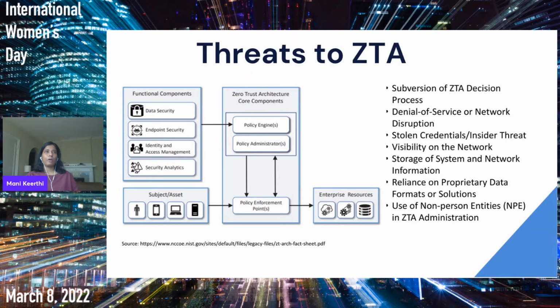Use of non-person entities in zero trust administration. So artificial intelligence and other software-based agents are used to manage security issues on enterprise networks. These components need to interact with management components of zero trust, for example, policy engine, policy administrator, sometimes in place of a human administrator. However, how these components authenticate themselves in an enterprise implementing zero trust architecture is still an open issue. So that is another threat.